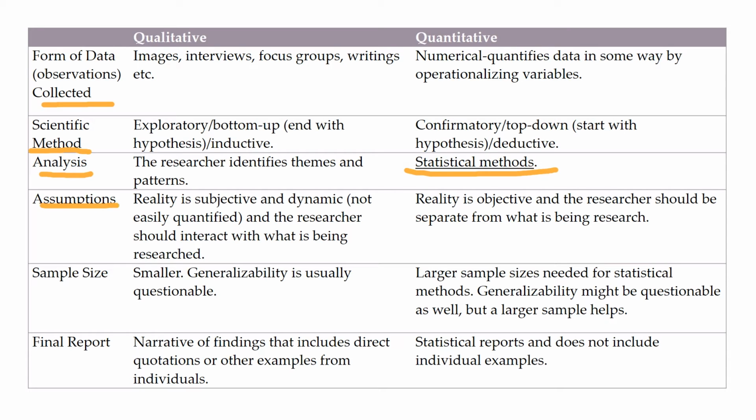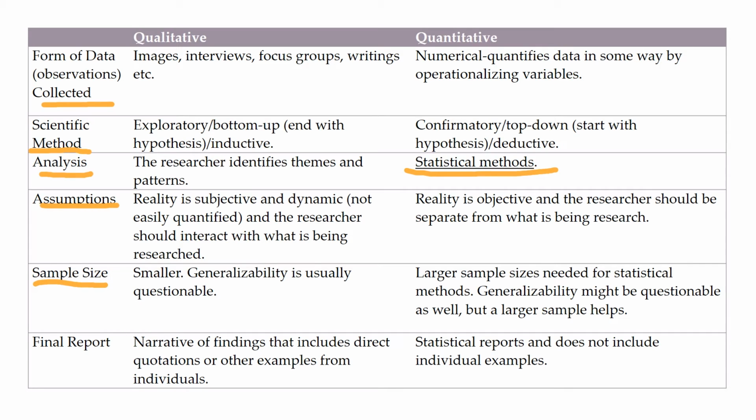Now let's go over the assumptions. In qualitative research, reality is subjective and dynamic, and the researcher should interact with what is being researched. In quantitative research, reality is objective, and the researcher should be separate from what is being researched. So these two things are at odds, but both qualitative and quantitative research make different assumptions.